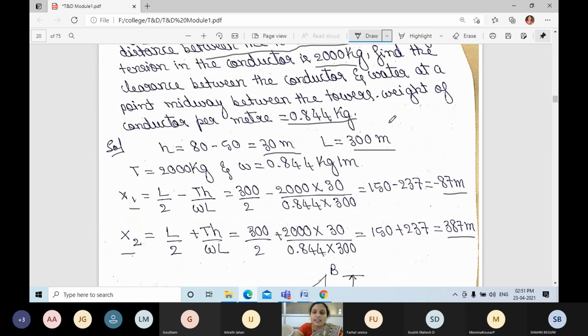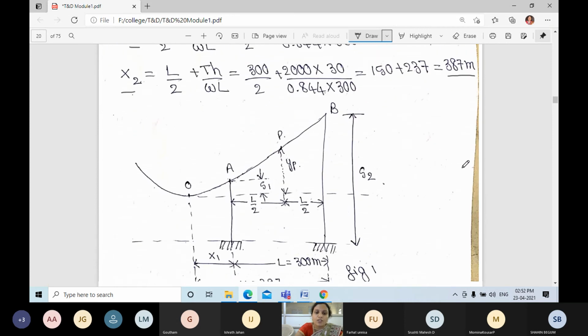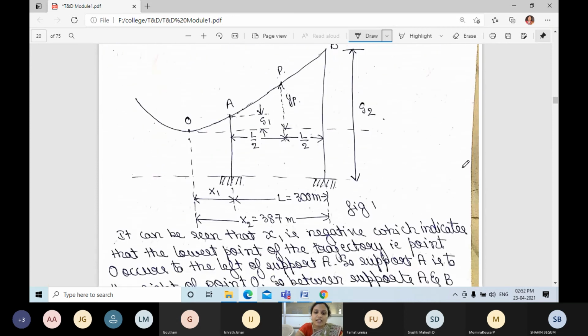Okay, here if you solve X1 plus X2, you will get 300 meter. But what is the equation here? L should be equal to X1 plus X2, it should be 300. Here you will get the same value, but here you will get a negative value, minus 87. So what should you do? You need to shift that.